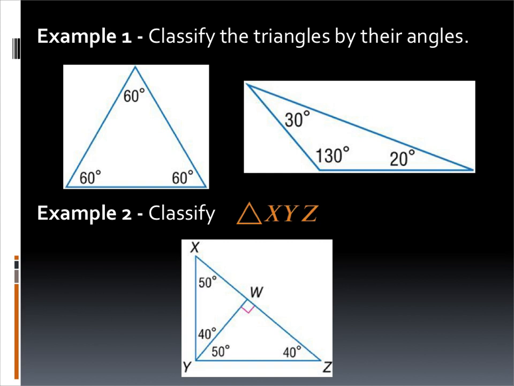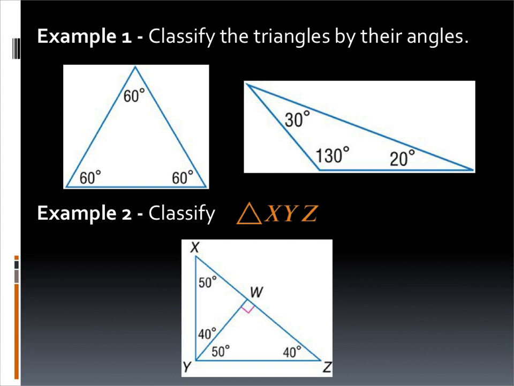So here are some examples. The first one says, classify the triangles by their angles. And then the second one says, classify triangle XYZ. So go ahead and pause right now. Try to figure out the answer, and then come back when you have it.